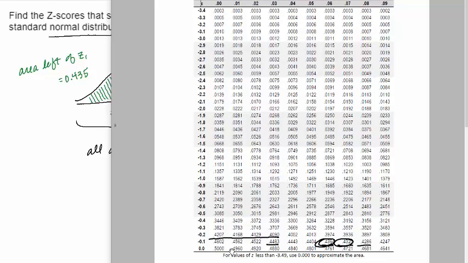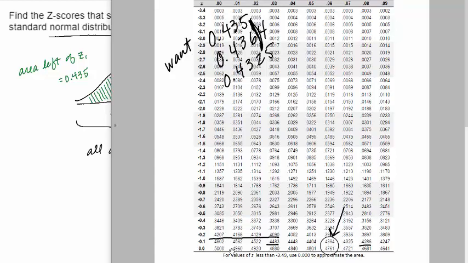You can always do a quick subtraction to make sure you have what you want. We want 0.435, and the closest we could get would be 0.4364 there, or 0.4325. Just to see which one's closer, line them up and say, okay, this one is only off by 1 in that third digit, where the other was off by 3 in the third digit, so that's the winner. 0.4364. That's the closest we can get to the area of 0.435.